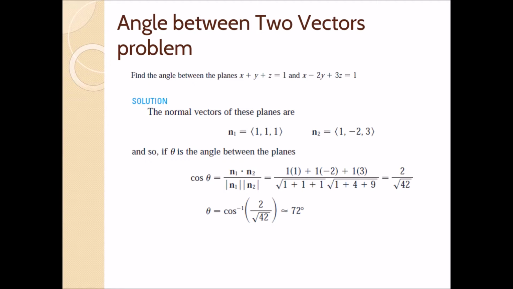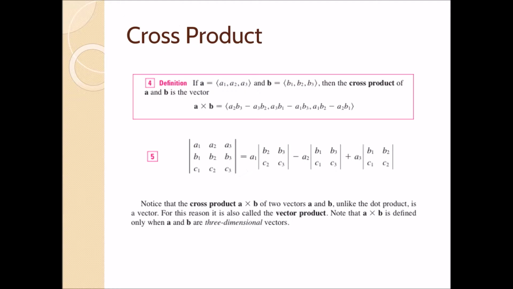Using the cosine inverse, you can then plug in this value and you find that the angle will be roughly about 72 degrees. Now we're going to talk a little bit about cross product.